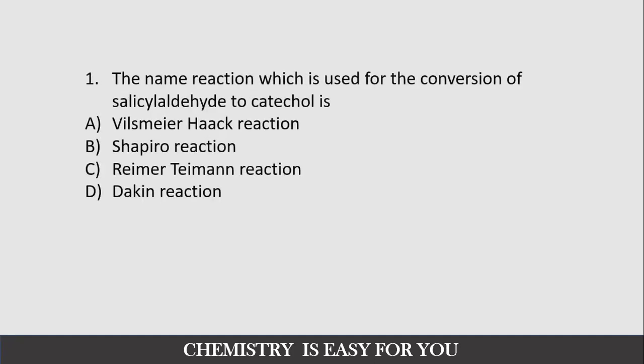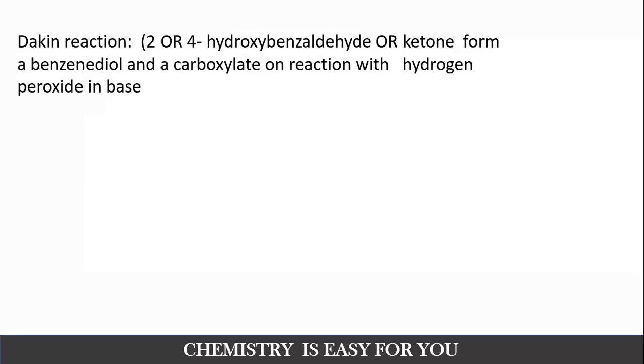The first question here is: the name reaction which is used for the conversion of salicylaldehyde to catechol is. We have four options here: Vilsmeier-Haack, Shapiro, Reimer-Tiemann reaction, and Dakin reaction. Our answer here is Dakin reaction. Now I'll be giving you what Dakin reaction is. This deals with the conversion of 2- or 4-hydroxybenzaldehyde or ketone to form a benzene diol and carboxylate on reaction with hydrogen peroxide and base.